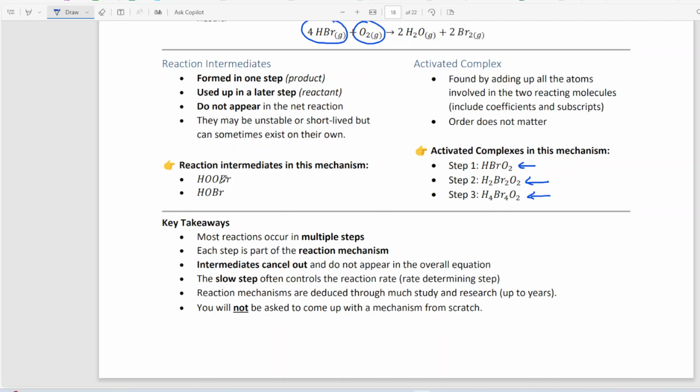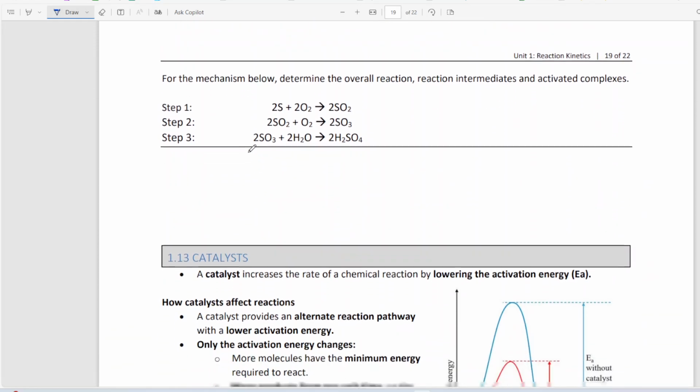And the other part, just to assure you, reaction mechanisms are not something that you're going to be asked to come up with. They are deduced through much study and research. Sometimes it's taken years to figure out a certain reaction mechanism. So you are going to be given reaction mechanisms and asked for overall reactions, or they're going to give you an overall reaction and ask you for maybe a missing step. I find these kind of like puzzles. You either like them or you don't like them, but if you like puzzles, you'll probably enjoy this.